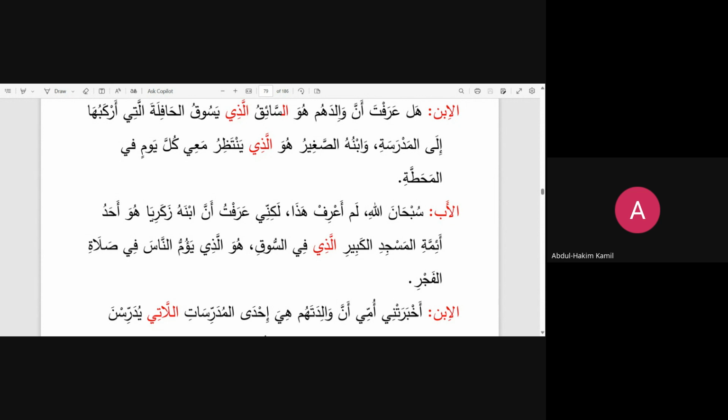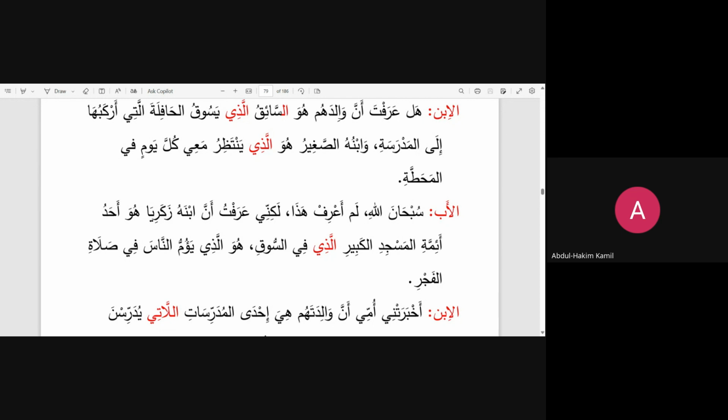أحد أئمة المسجد الكبير. He's one of the imams. Imam, singular, أئمة. أئمة is what? Plural. المسجد الكبير الذي في السوق. Which is in the marketplace. So this shows that what comes after الذي, it could be a jumla or شبه جملة. شبه جملة, similar to جملة, is either جار مجرور, or it could be dharf. We're going to have a whole lesson on that. It's all going to become clear.